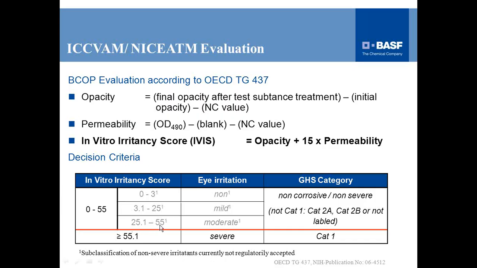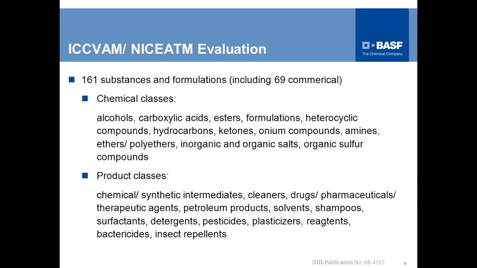Historically, on the other hand, and this is what is shown here, different classes have been defined and are currently under discussion on an OECD level. So subclasses included non-eye irritants, in an in vitro irritation score range between 0 and 3, above 3 up to 25 for mild irritants, and higher than 25 up to 55 for moderate irritants. And in accordance with the OECD guideline, anything with a score higher than 55 would be classified as severe eye irritant.